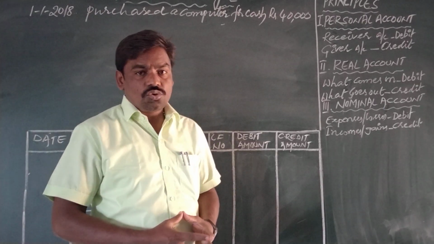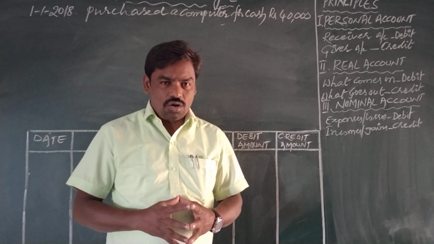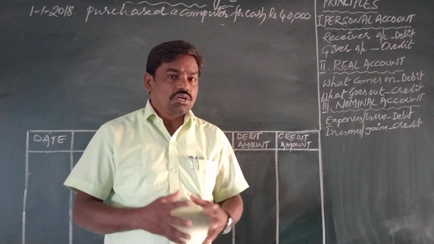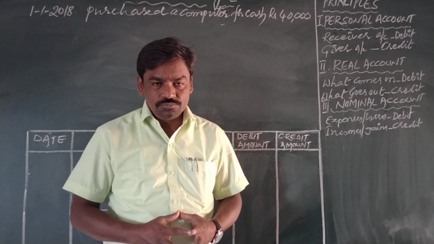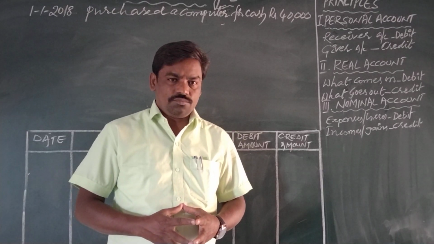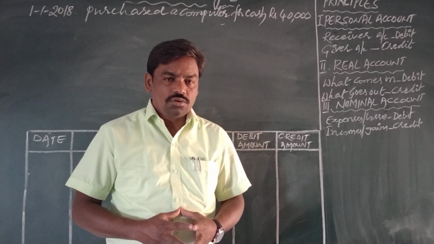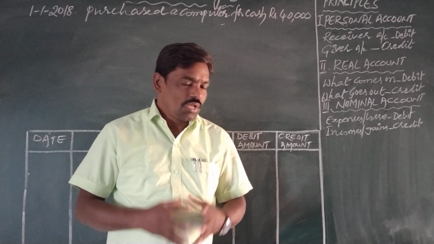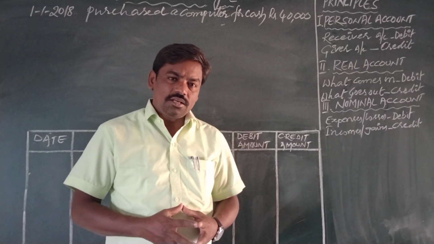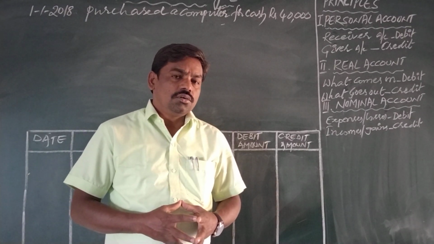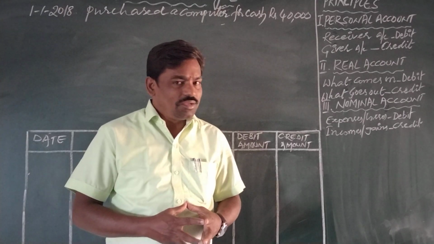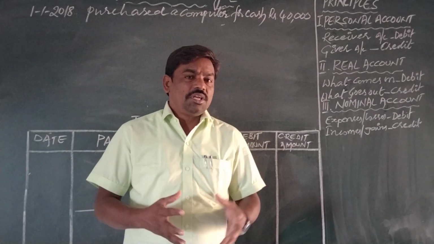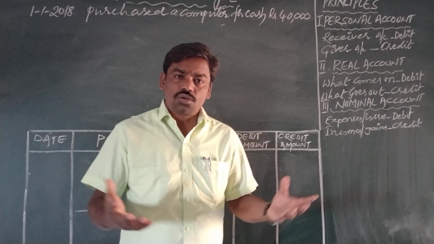And one more thing, you also know that there are three accounts in accounting, and each account has its own principle. What are those three accounts? One is personal account, second is real account, third is nominal account. Personal account principle is that the receiver account should be debited, the giver account should be credited. And real account principle: debit what comes in, credit what goes out.